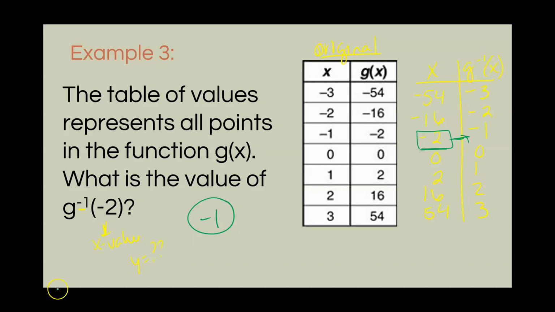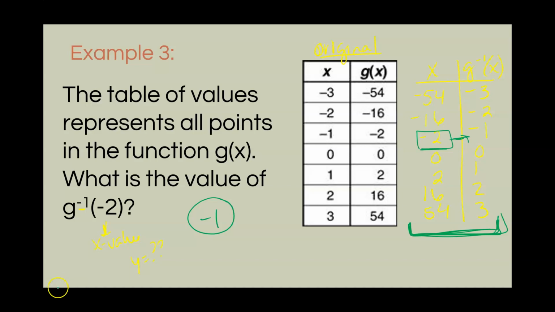A lot of people like to skip this step of making the table, but it makes it so much easier. It calls for fewer errors if you just take that 2 seconds and make that inverse table, and then it's like boom, there's the answer.